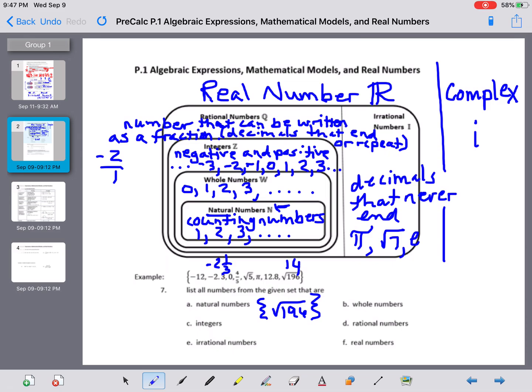All right, so I go to B and it says the whole numbers. So can I add anything to this natural number list and make it a whole number? Well, yep, it looks like I had a 0. So I'm just going to have 0 and the square root of 196.